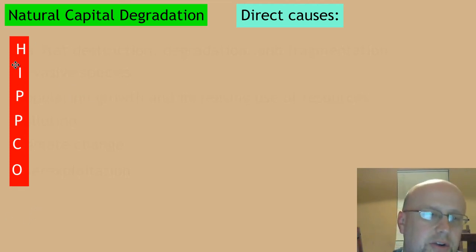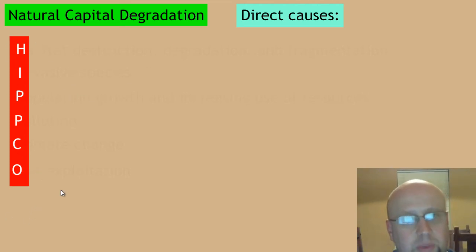You want to remember this acronym, okay? The acronym is HIPCO, two Ps, and this will lead you into the six ways that we're going to talk about how natural capital gets degraded.